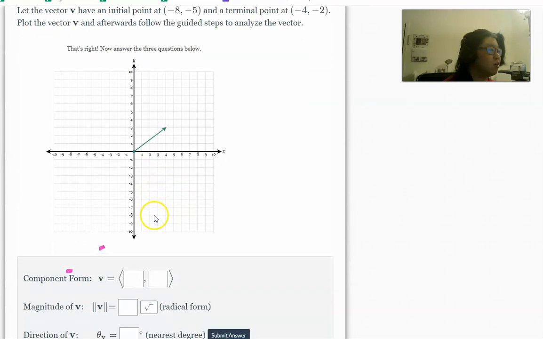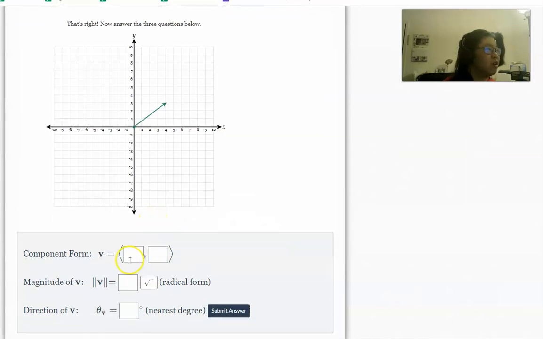So we scroll down here. I'm going to clear my board here real quick. And here we go. We have a component form. This is another word for numerical. So I have 4 as my horizontal and 3 as my vertical. That should be fairly obvious. I have 4 right here and 3 right here. So this is what this module will help you do and how you figure it out.